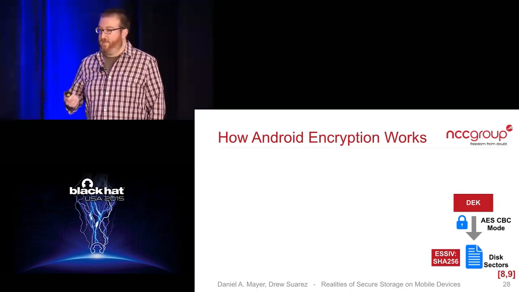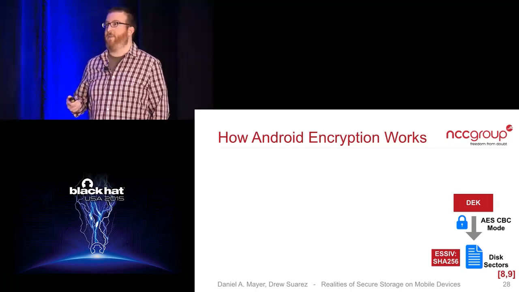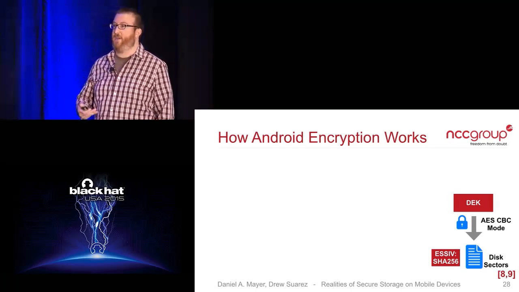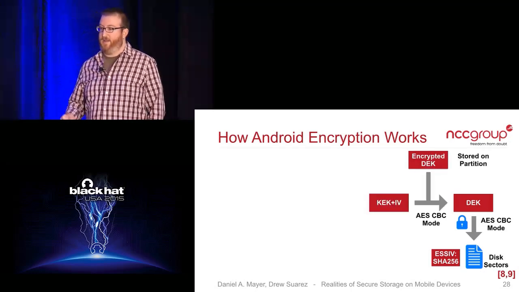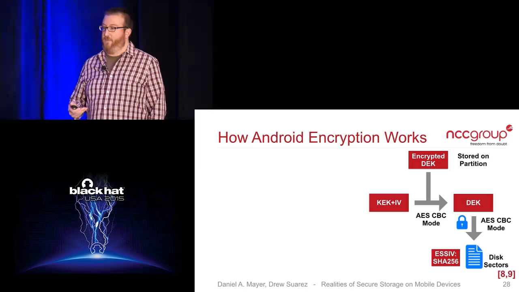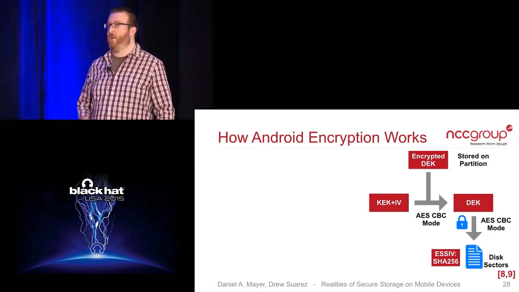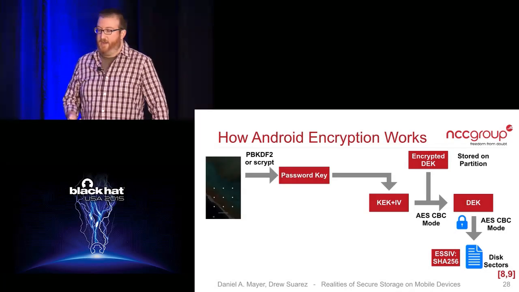But since this is not derived from the user passcode, we need some way to have a passcode on top of that such that if you want to change your passcode, you don't have to re-encrypt your volume. So this problem is solved with what's called the key encryption key and an initialization vector. And so the key encryption key is derived from a user-supplied passcode. This wraps the device encryption key, and then that is stored encrypted in the crypto footer, which I'll get more into later.